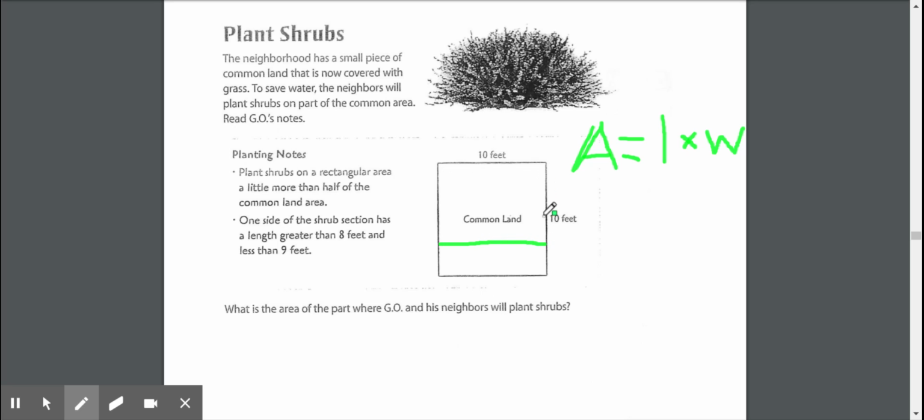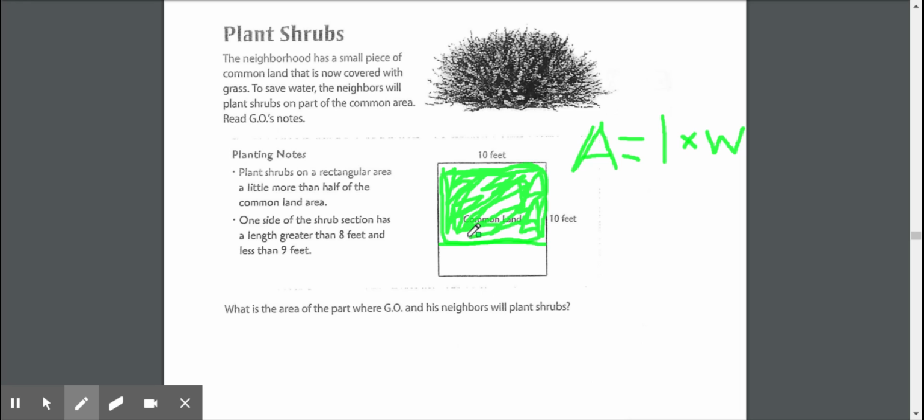You can see I still have my rectangle. So this is all the part that they would plant shrubs. All in this section right here. And over here, this whole rectangular area would be where they would put the shrubs.